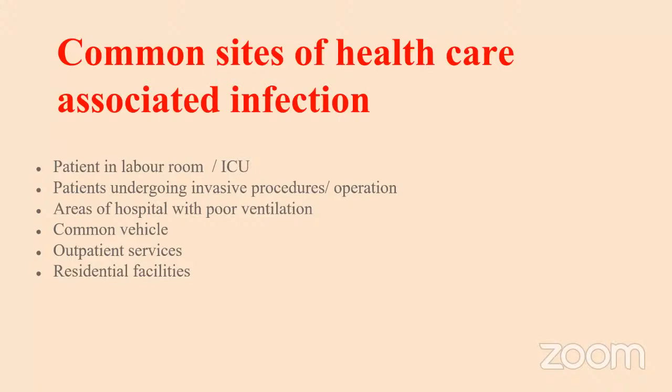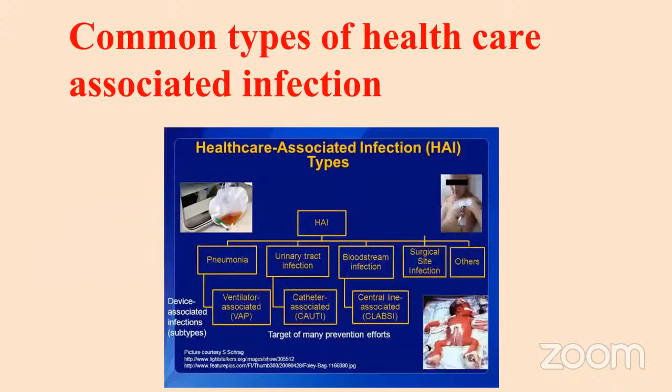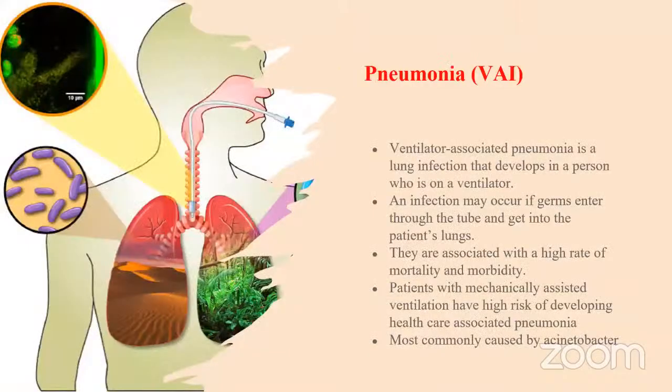Now over to Hussein to explain about the common types of healthcare associated infections. Good afternoon, doctor. So these are the common types of infection which you can get in healthcare facilities, like pneumonia, urinary tract infection, bloodstream infection, and surgical site infection. So first, coming to pneumonia.